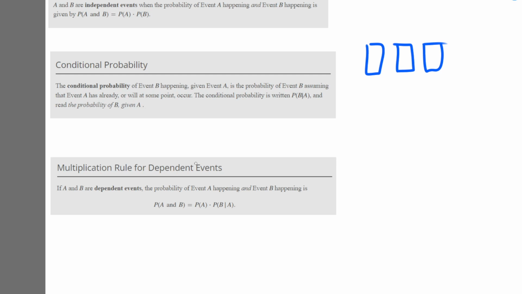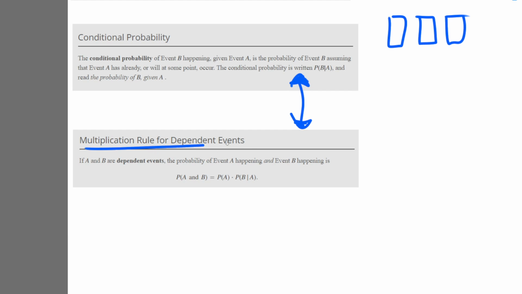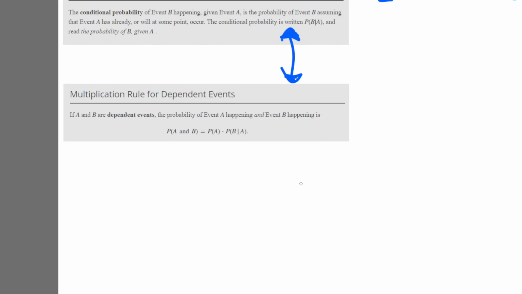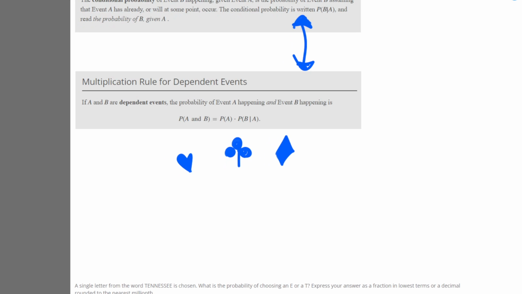Once you figure that out, calculating the probability of 2 dependent events happening together is pretty straightforward. And that is the multiplication rule for dependent events. With this card example, if we had a heart, a club, and a diamond, and we wanted to know the probability of a heart being drawn, and then a club being drawn, and the heart is not replaced, and a diamond being drawn after that.